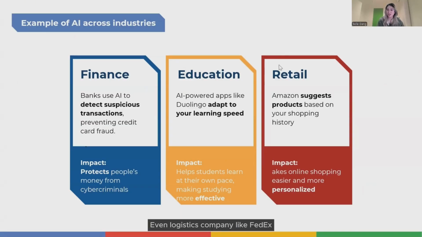Even logistics companies like FedEx actually use AI to optimize delivery routes to ensure faster and more reliable shipping. So these examples show how AI not only simplifies tasks, but also enhances safety, learning, and overall quality of service in our daily life. As you consider these examples, think about how this technology affects your own industry.